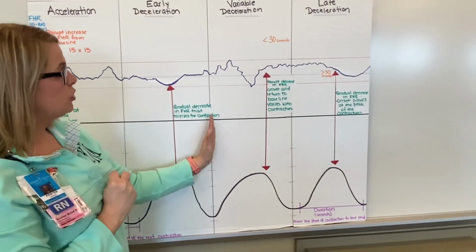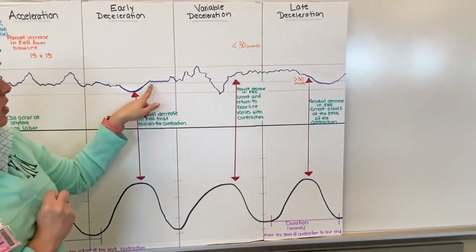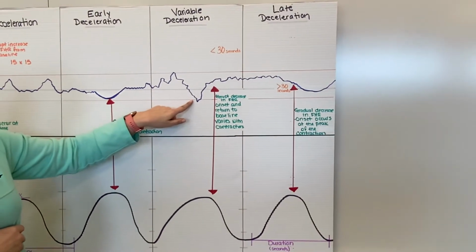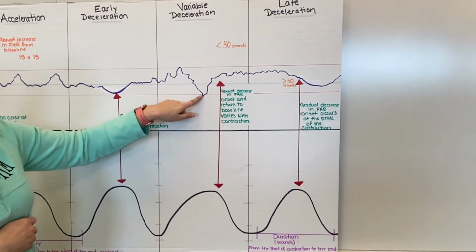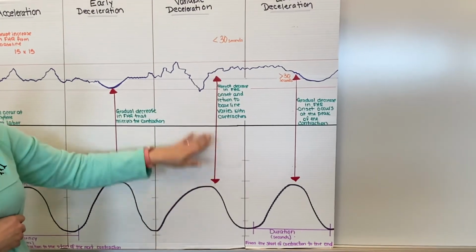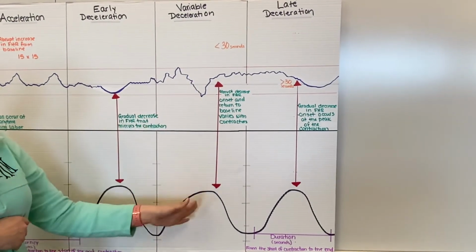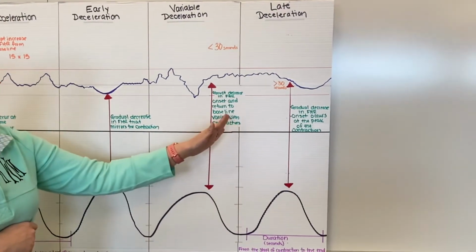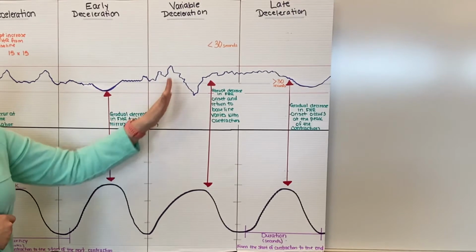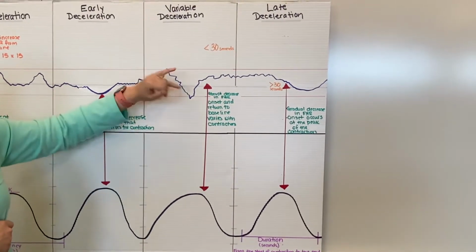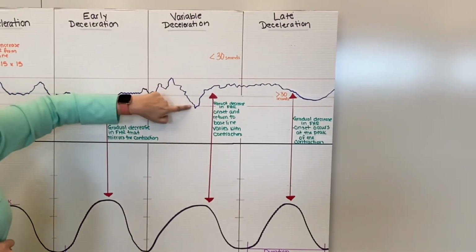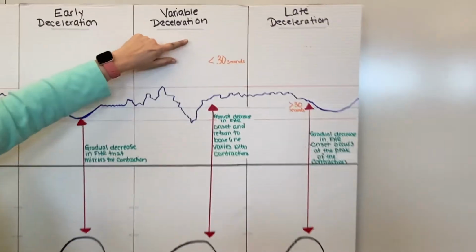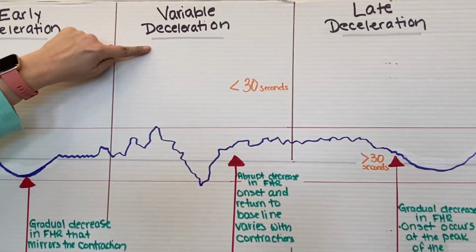Then as we continue to go down our fetal monitoring, we're seeing our variability, and all of a sudden you see an abrupt decrease in the fetal heart rate. The onset and return to baseline can vary with contractions. So this might happen with the contraction, this might happen before contraction, somewhere after contraction's over. It just kind of depends on what's going on with the baby. From the baseline to the nadir, or the bottom of the decel, is less than 30 seconds. This is called a variable deceleration.